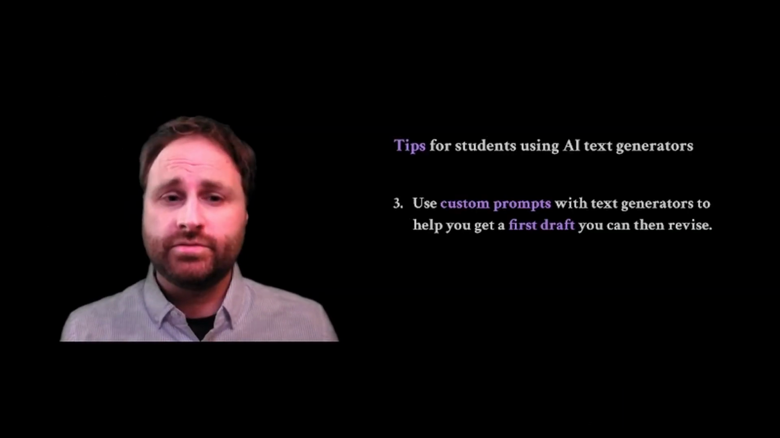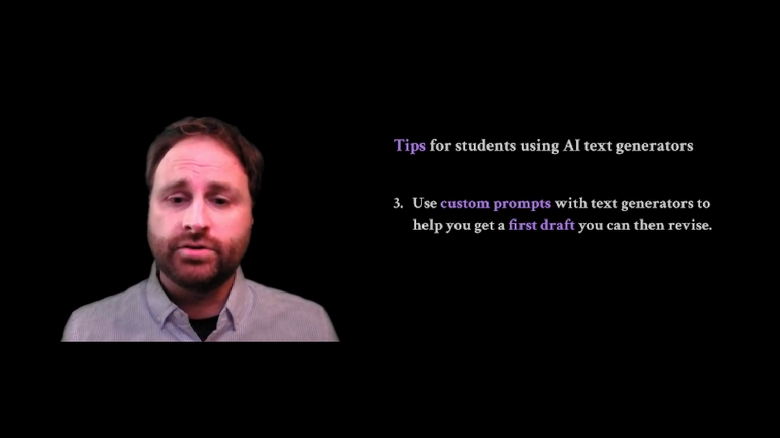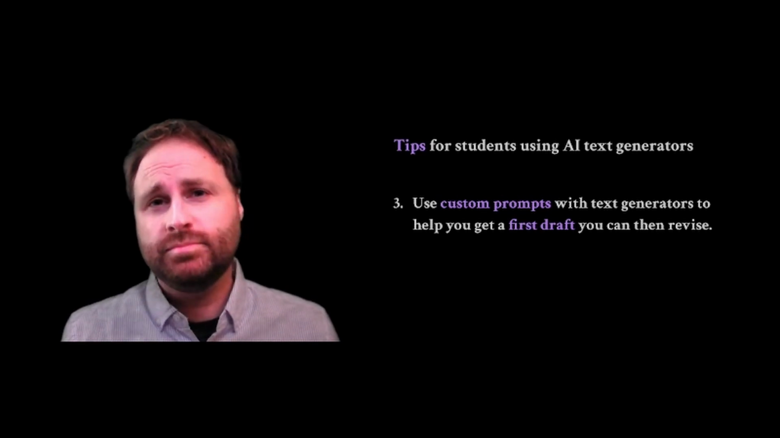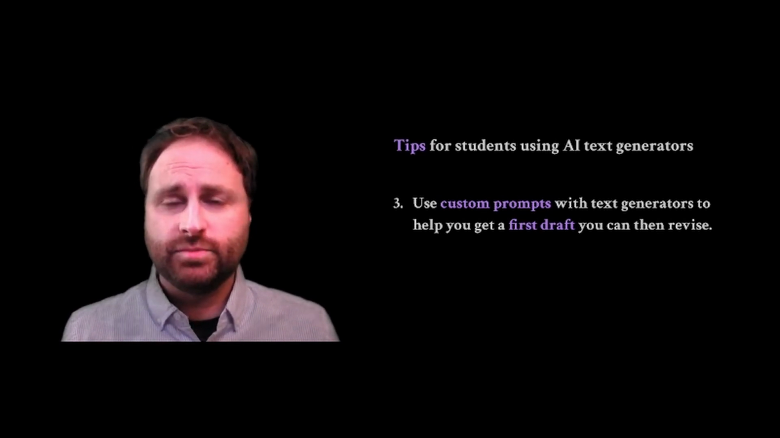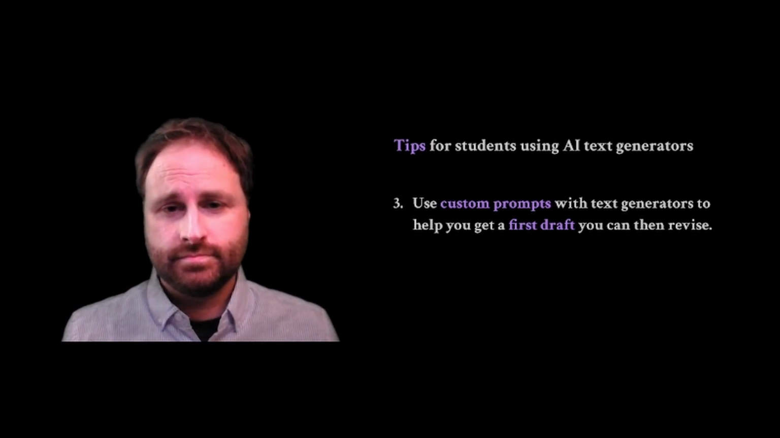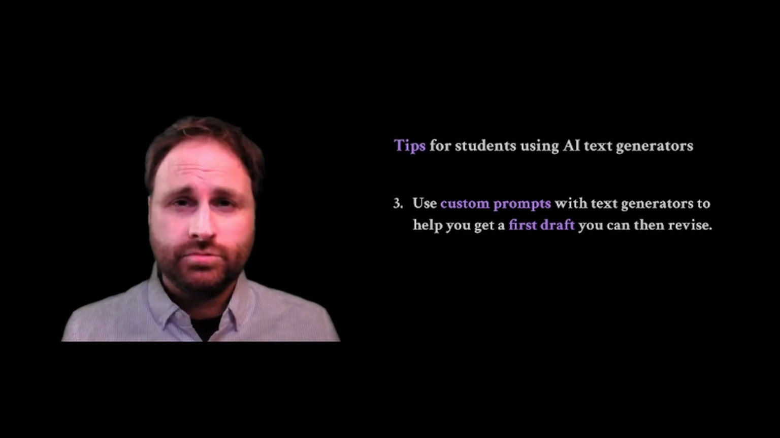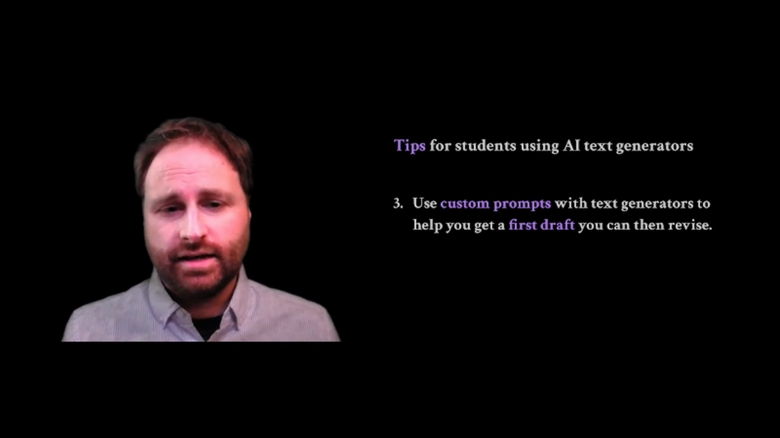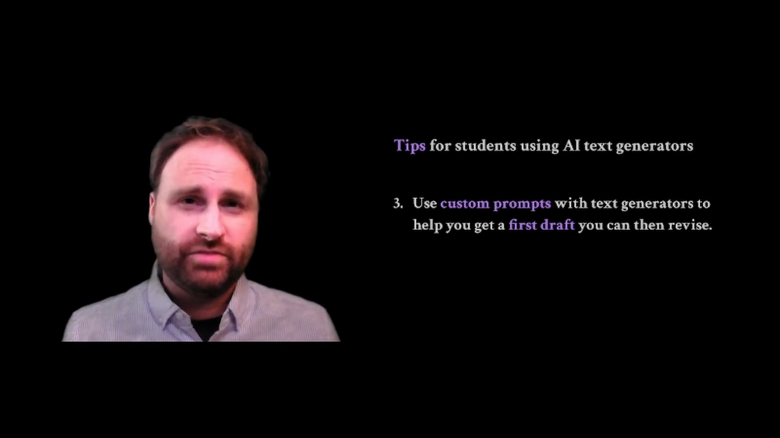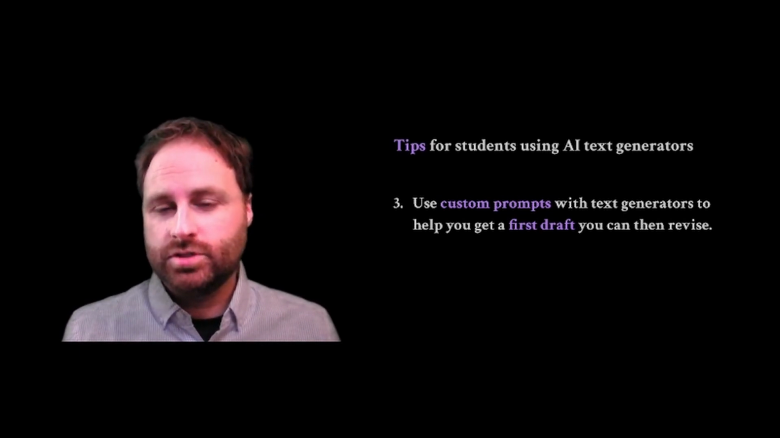My third tip is this: use custom prompts with text generators to help you get a first draft you can then revise. As I mentioned before, providing as much information as possible to the text generator will help it produce a more useful draft for you. This may include providing relevant quotations from your own notes or from the sources that you read. However, in the end, I don't think you'll be able to simply use what the text generator produces. You'll need to revise and rewrite extensively in order to produce a high-quality research paper.